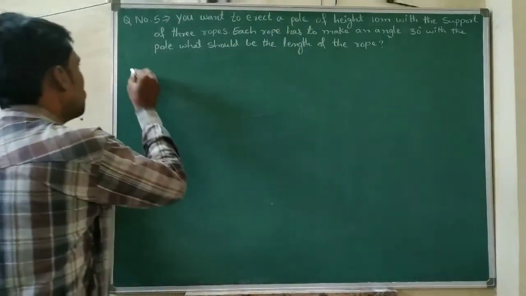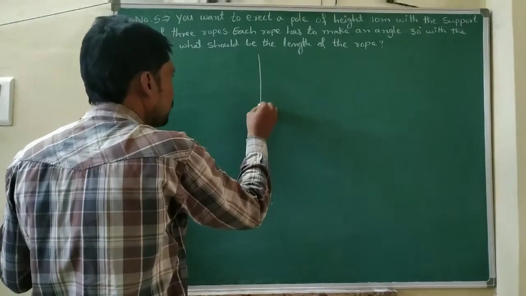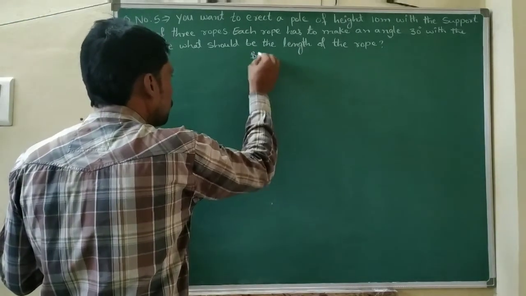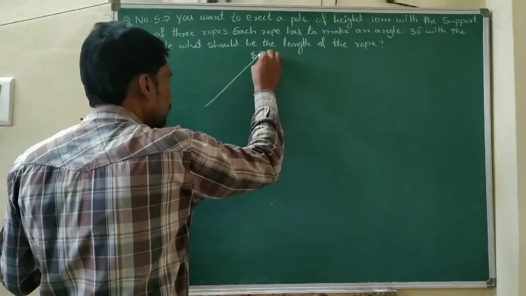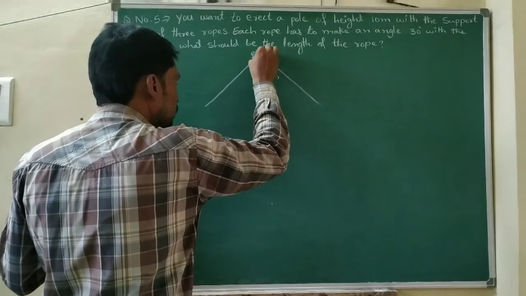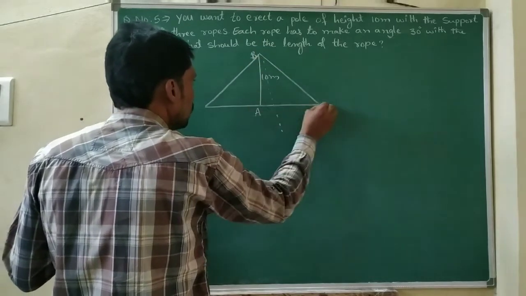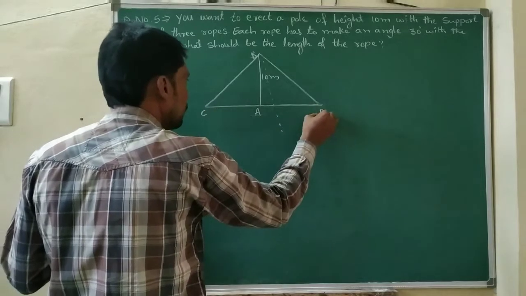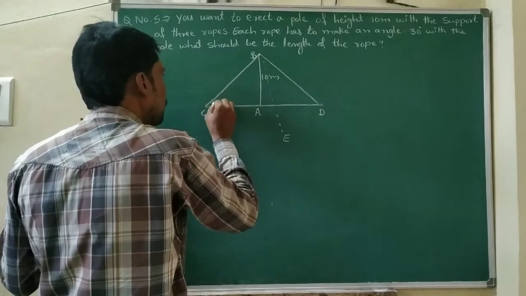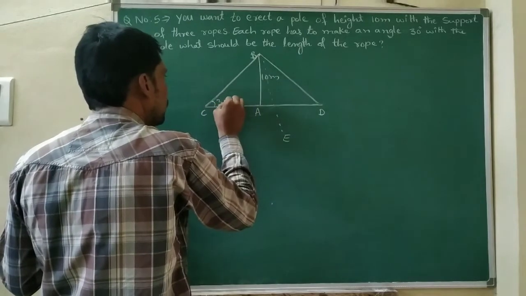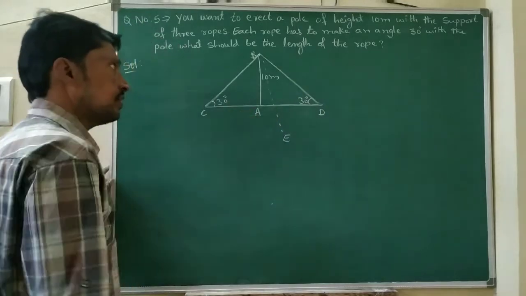Now I am taking the figure. This is AB. AB is the height of the pole that is given by 10 meters. And one rope I am taking, this side also one rope I am taking, this side I am taking one more rope. So this is C, this is D, and this is E I am taking. So this rope is making an angle of 30 degrees. Here also 30 degrees. Here also we are getting 30 degrees.